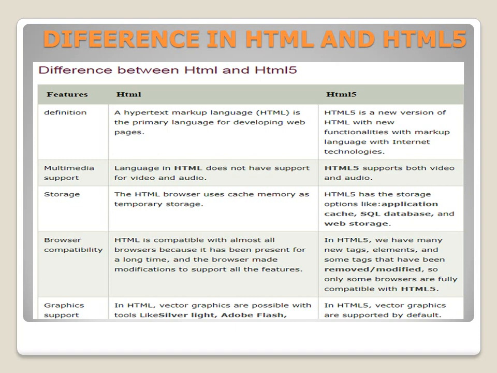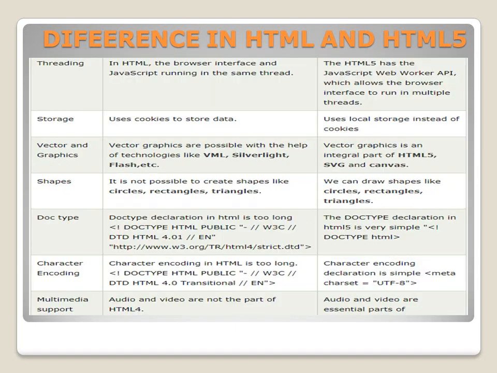Graphics support. In HTML, vector graphics are possible with tools like Silverlight and Adobe Flash. Graphics support in HTML5. In HTML5, vector graphics are supported by default. Threading in HTML. In HTML, the browser interface and JavaScript run in the same thread. Threading in HTML5. HTML5 has a JavaScript web worker API which allows the browser interface to run in multiple threads. Storage in HTML. Use cookies to store data. Storage in HTML5. Use local storage instead of cookies.